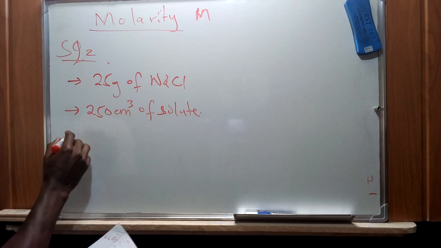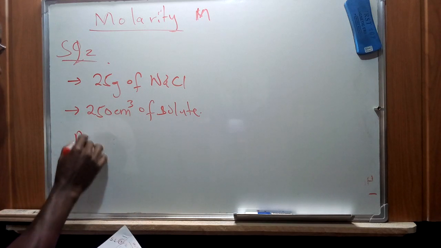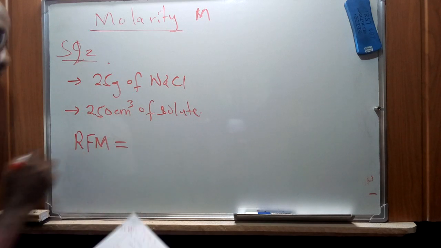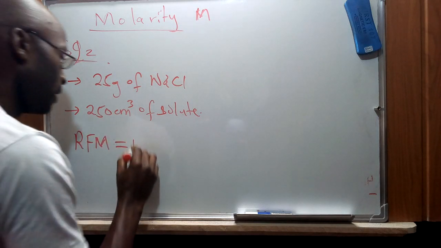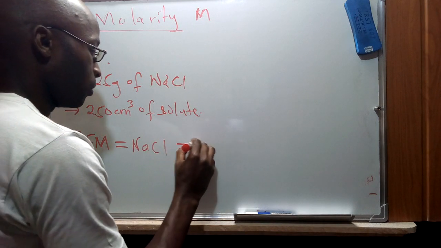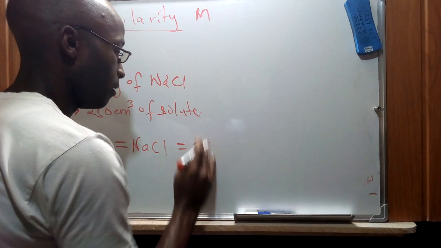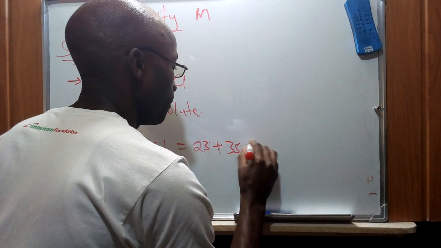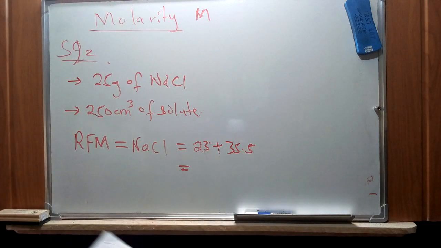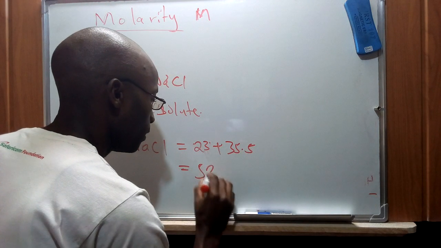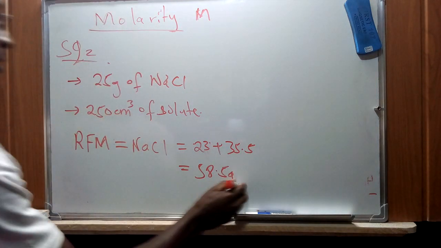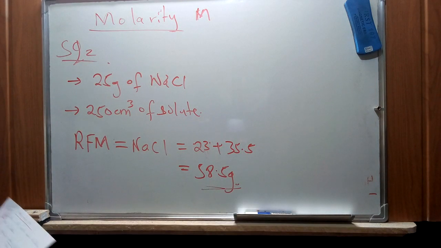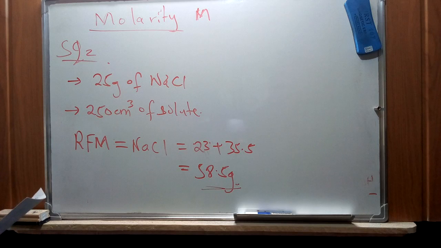So the relative molecular mass, or relative formula mass, for sodium chloride is 23 plus the one for chlorine, which is 35.5. So the relative formula mass for this is 58.5 grams. This is the relative formula mass for sodium chloride, which means 58.5 grams in a liter of a solution has what we call 1 mole.